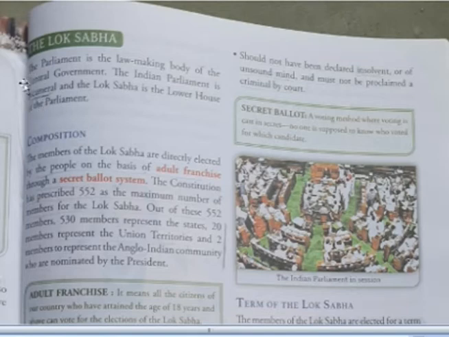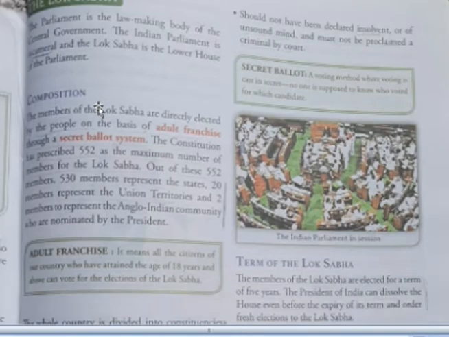Bicameral means there are two houses. Bi means two. There are two houses, Lok Sabha and Rajya Sabha. Now, composition. So in Lok Sabha, how is Lok Sabha formed?